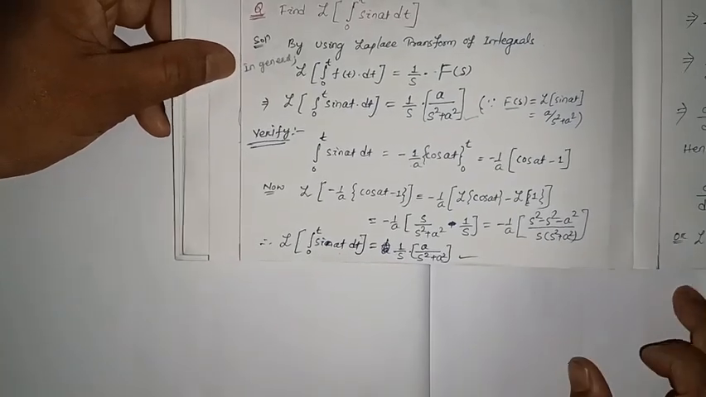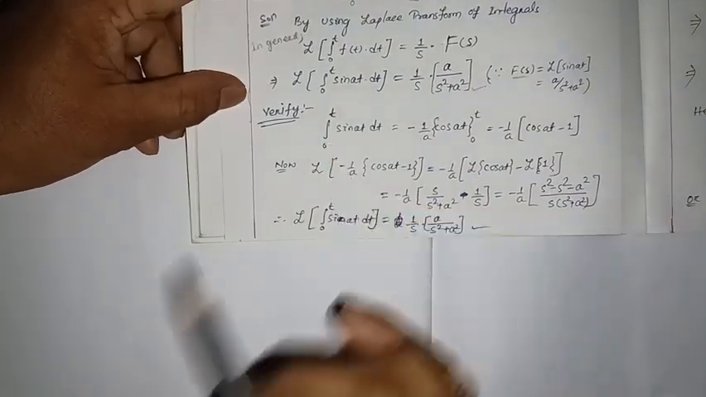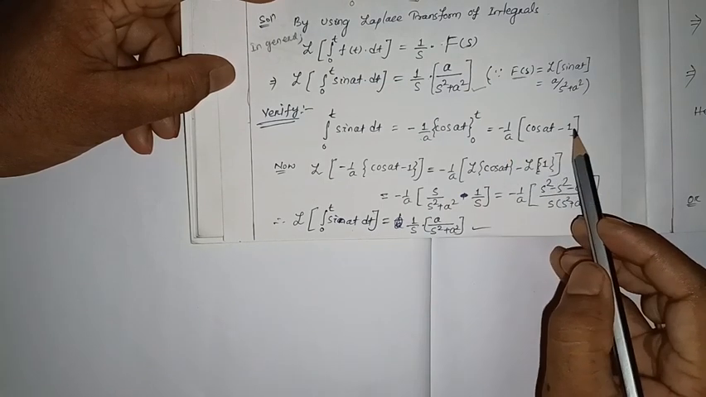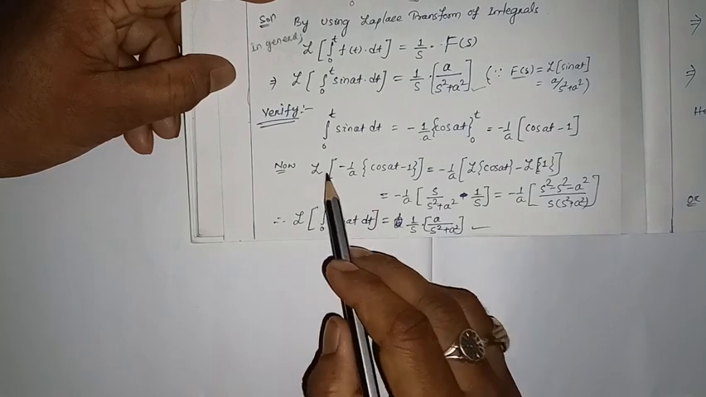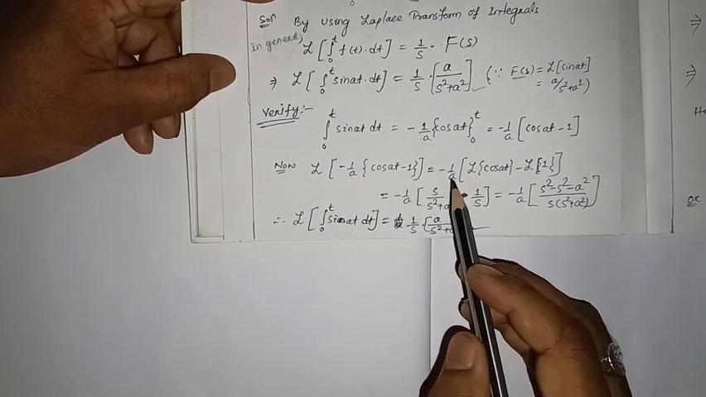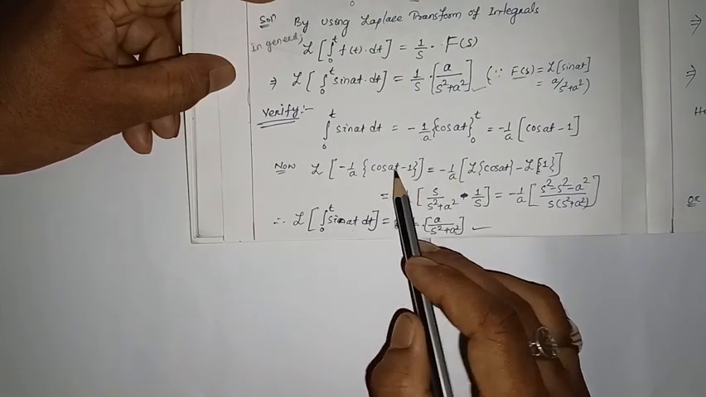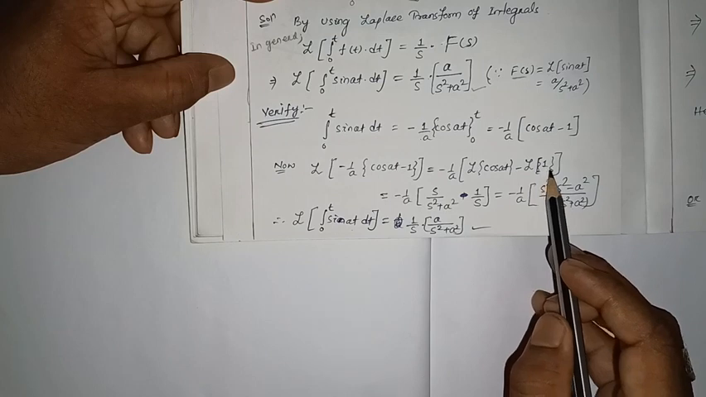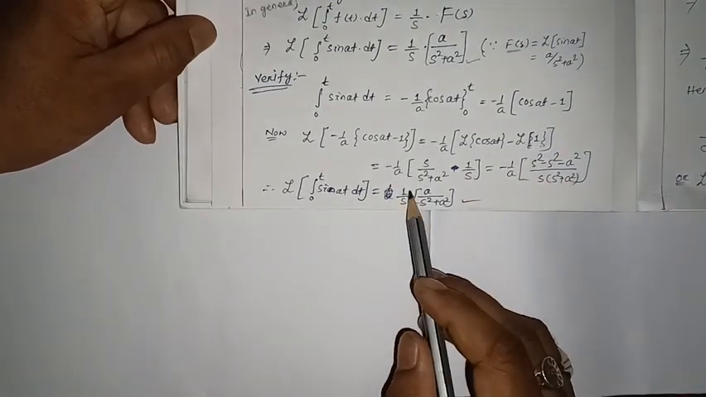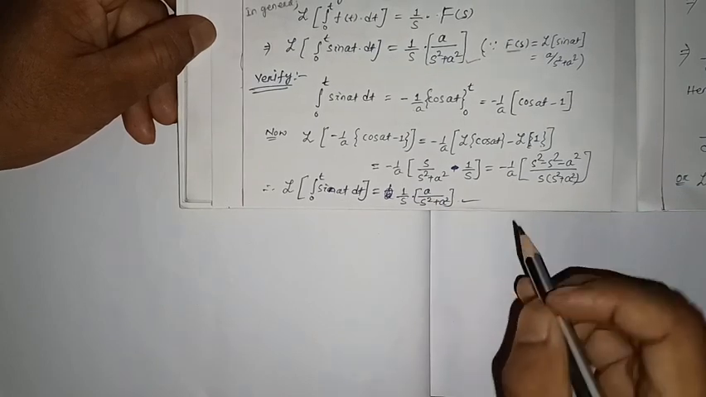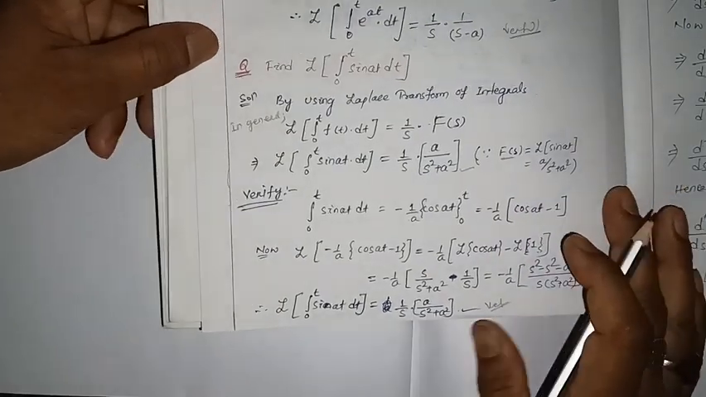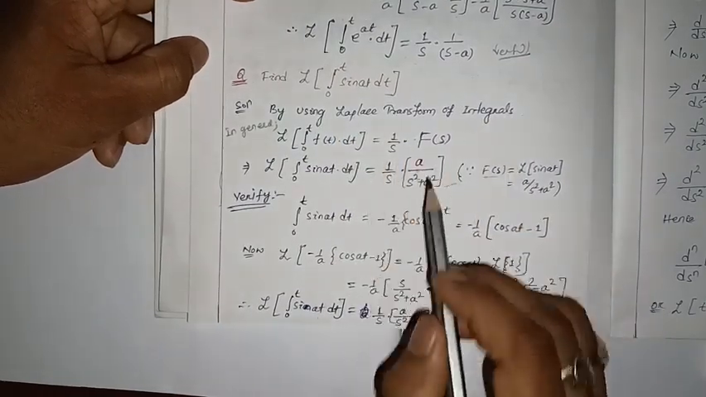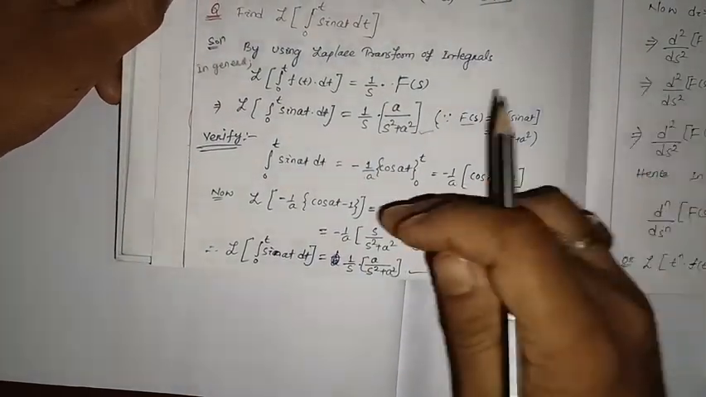Now we can verify by doing it traditionally. First we have to do the integration of sin at from 0 to t dt, and we find minus 1 by a, cos at minus 1. The Laplace transform of this will be equal to minus 1 by a, the constant taken outside, Laplace transform of cos at minus Laplace transform of 1. The Laplace transform of cos at is s by s square plus a square, minus the Laplace transform of 1, which is 1 by s. By simplifying, we find 1 by s into a by s square plus a square, hence verified. So if in your exam this type of question is asked, you have to use the Laplace transform of integrals and you can write the answer easily. No need to do the traditional method.